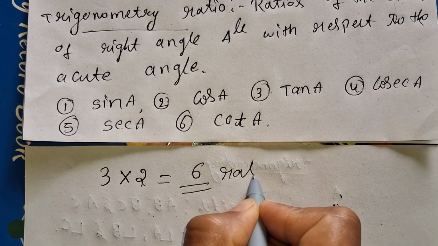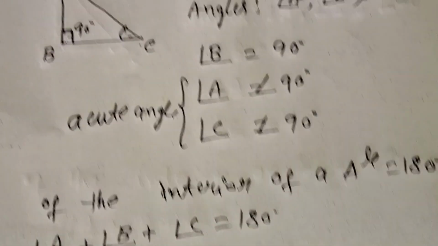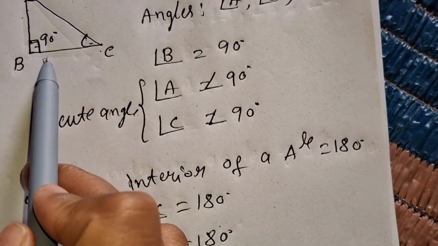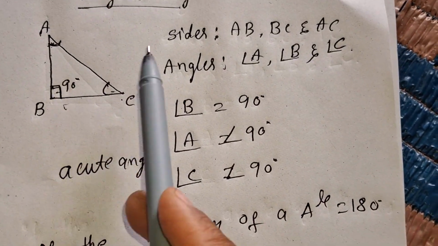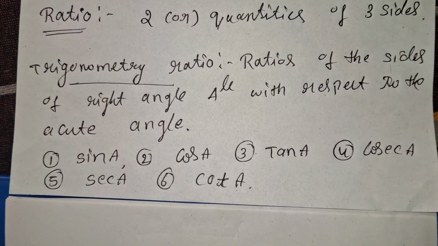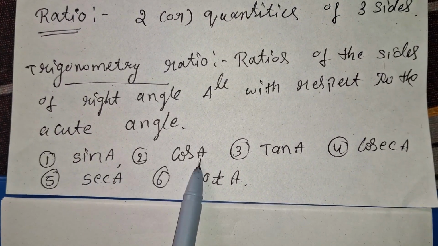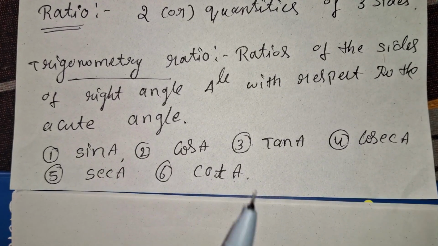Taking 2 quantities from 3 sides gives only 6 ratios, because it's a right angle triangle. So there are 6 ratios: sin A, cos A, tan A, cosecant A, secant A, cot A.